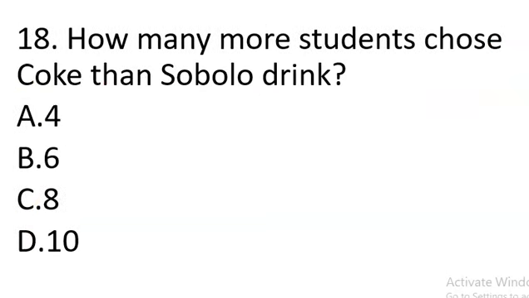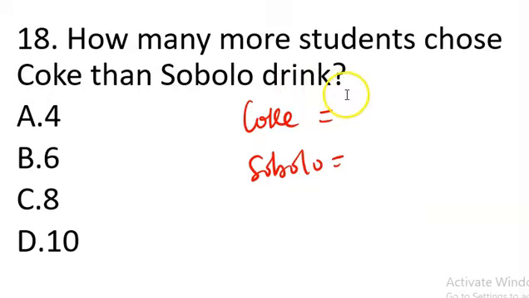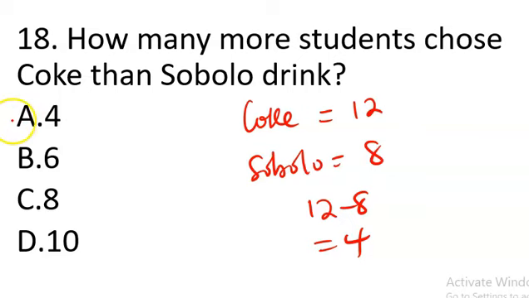The second one, how many more students chose Coke than Sobolo drink? Here you find the number of Coke, then Sobolo. So let's go to the diagram. Sobolo is 8, Coke is 12. Okay, so you just find the difference: 12 minus 8, which is 4. So the answer is A.